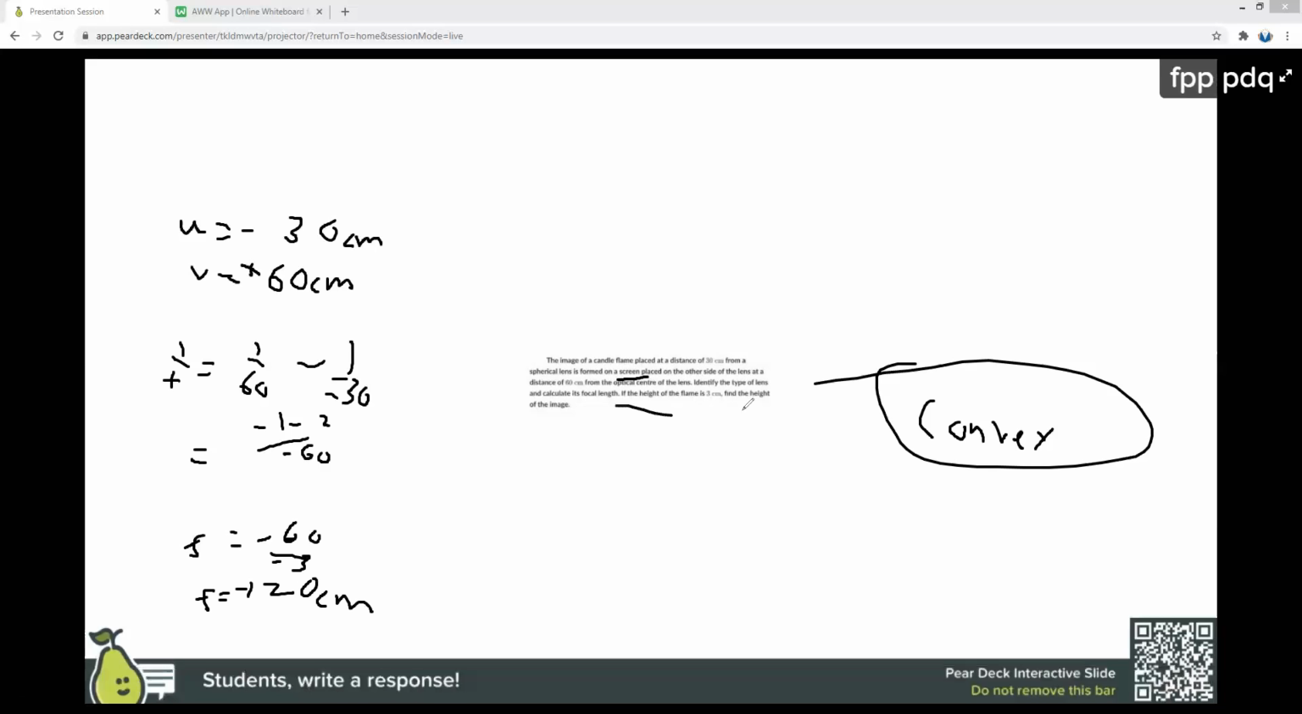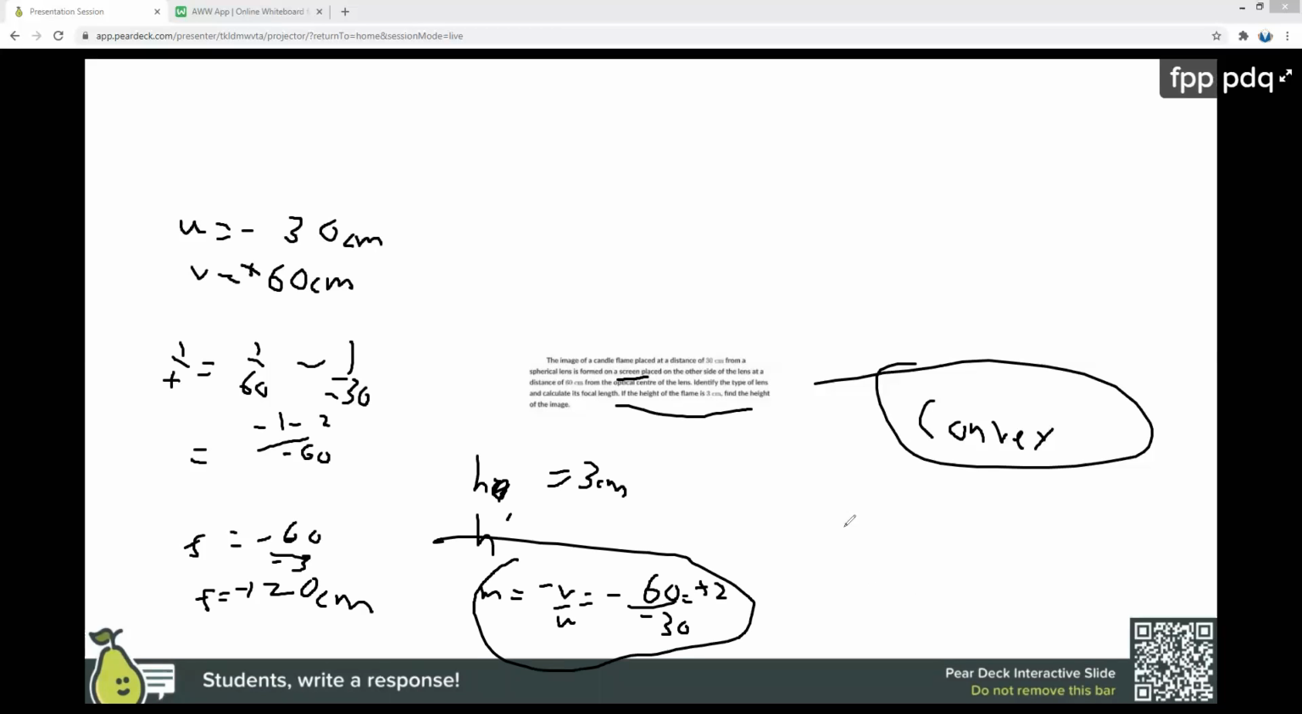Now you're asked to find the height of the image. The height of the flame is given. You take the flame as an object, so height of the flame is plus 3 centimeter. Height of the image we have to find. So m is equal to minus v by u. First of all, we'll find magnification. Minus v means minus 60 by minus 30, which is positive 2. So you got something over here. We'll get back to this, okay? So m is equal to 2.